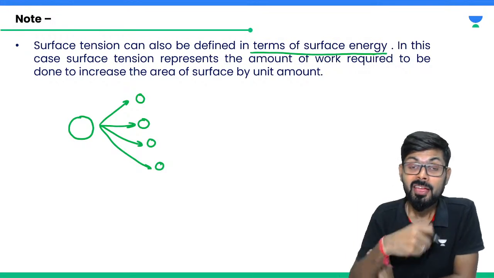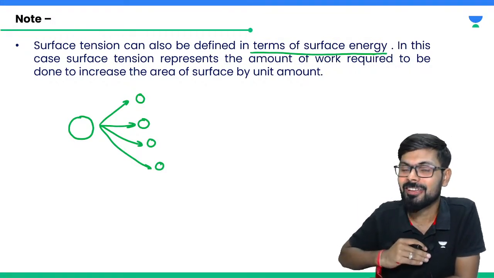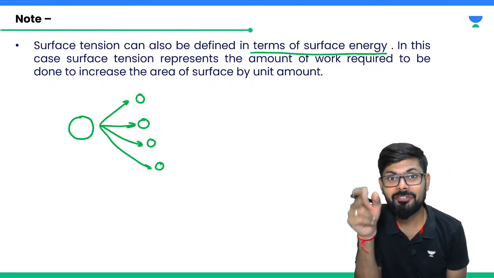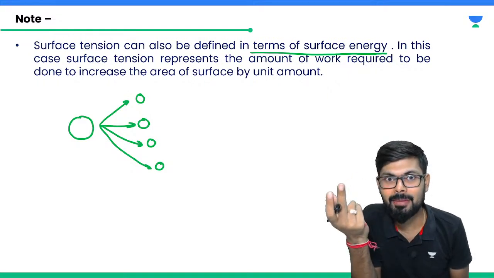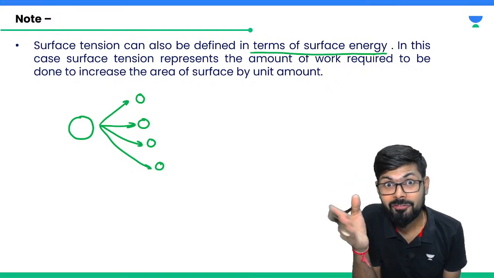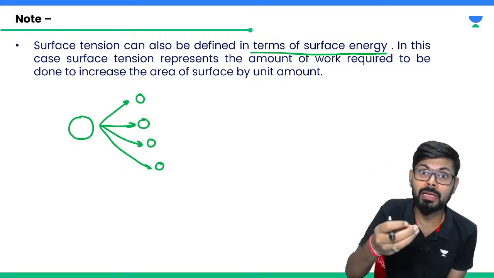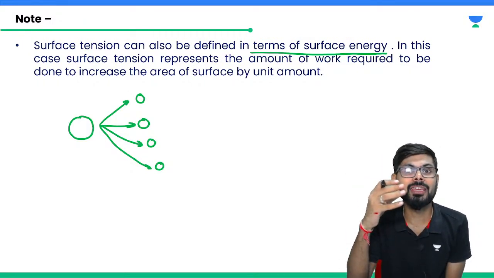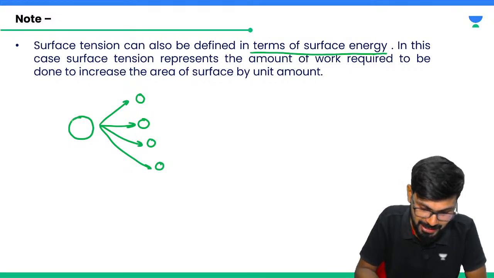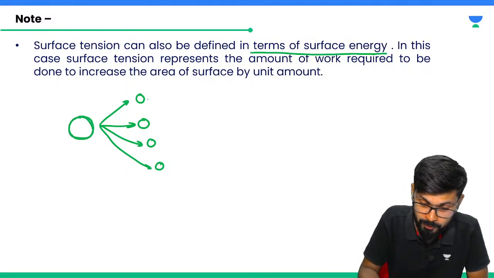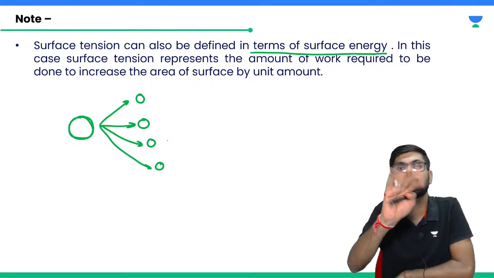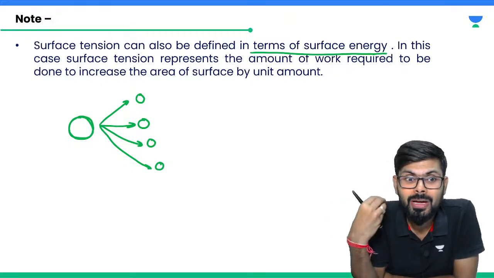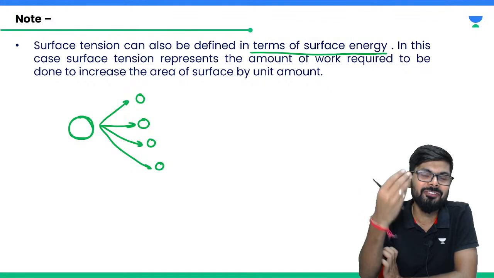Actually, volume is not changing, but surface area is changing. What does that mean? It means that the number of molecules on the surface is increasing. If the surface area increases, the molecules on the surface increase. So whatever work we are supplying is going into the surface energy. The surface area of this big droplet will be less compared to the surface area of these 4 small droplets, right? So the surface area is increasing, and whatever work you are giving goes into increasing the surface area.